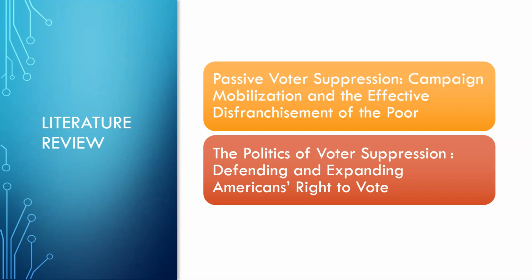Passive voter suppression, campaign mobilization, and the effective disenfranchisement of the poor looks at what voter suppression used to look like and what it looks like now, and what passive voter suppression is and how to prevent it. The politics of voter suppression, defending and expanding Americans' right to vote, is a broader overview of how voter suppression affects voting in America and how it can affect elections. Both of these resources were helpful in gaining a base understanding of what may indicate voter suppression in my research.